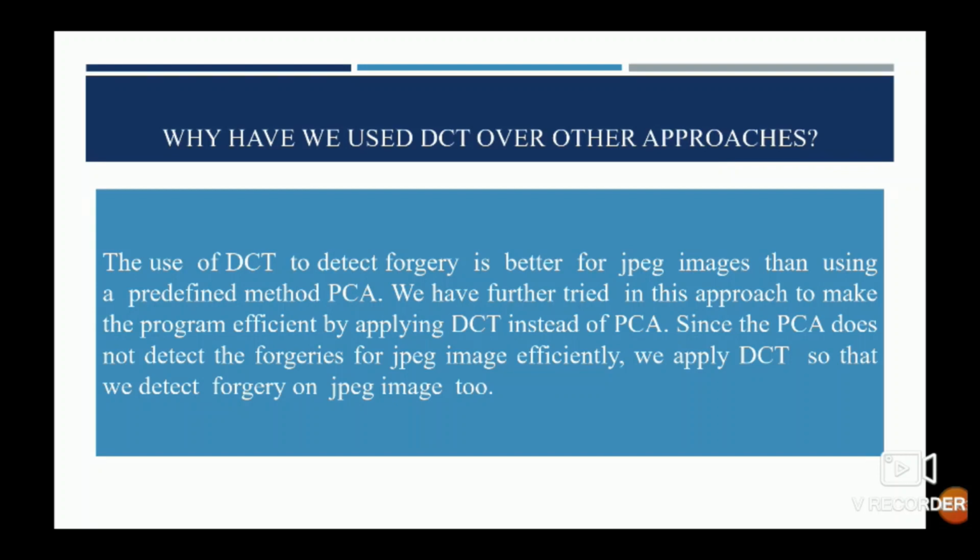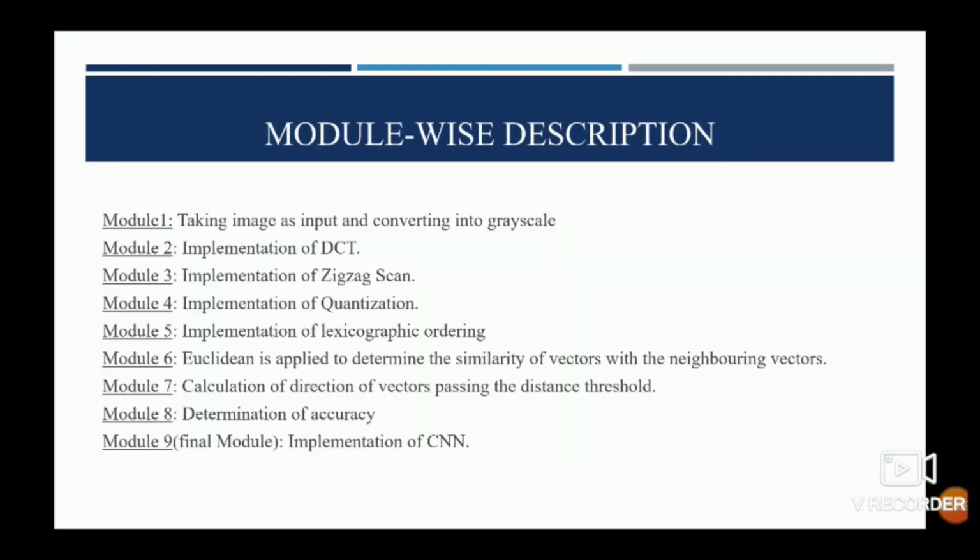So the answer is very simple, because DCT detects forgery better for JPEG images. Now the modular description of our project: module 1 is taking an image as input and converting it into grayscale. First of all, we'll take as input an image which we want to test whether it is forged or not, and then we'll convert it into grayscale.